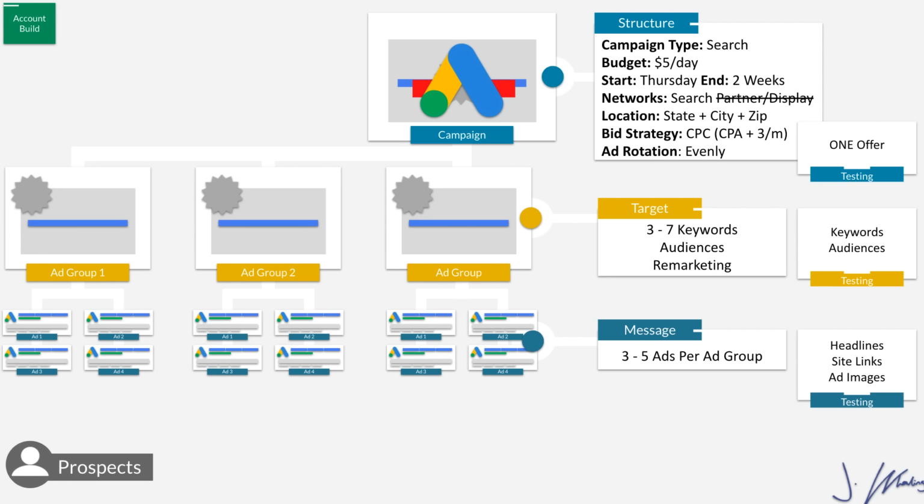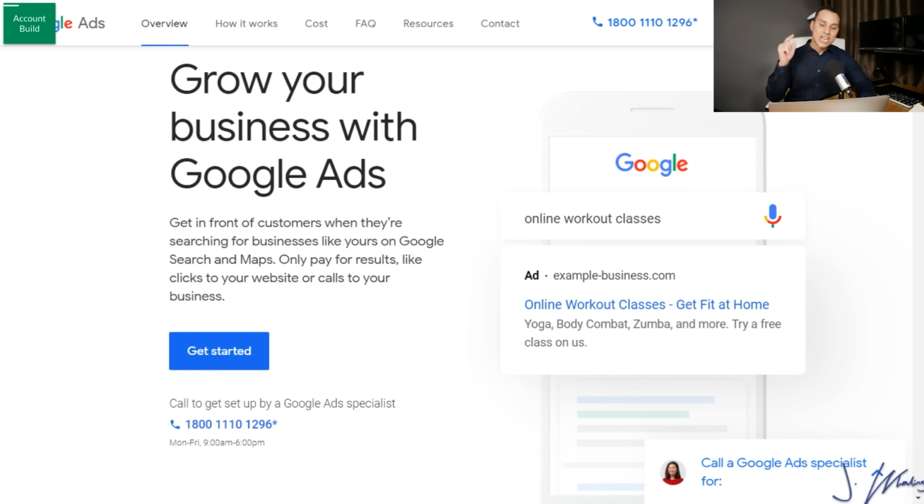So for our campaign, we're going to be doing a search campaign, $5 to $20 a day. We're going to start it on Thursday or a couple days out, and we're going to end it in 2 weeks. We are going to target a specific location. I'll get to how to do location targeting properly. And then, of course, our bid strategy is going to be cost per click. Even if you don't finish watching this, use manual cost per click. Do not click that enhance button. And then we're going to rotate ads evenly, 3 to 7 keywords. We're going to skip audiences and remarketing for the first campaign, and we're going to have 2 ads per ad group. So with that, let's go ahead, jump on in.